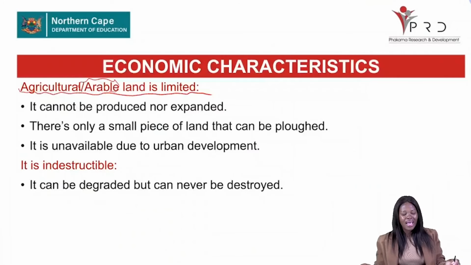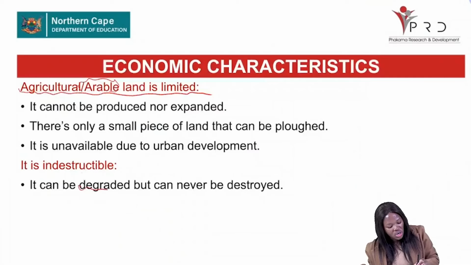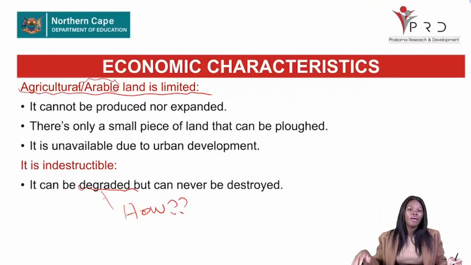Now, land is indestructible. It simply means that land can be degraded, but it can never be destroyed. How do we degrade our land? By practicing monocropping, by overgrazing, by overusing inorganic fertilizers, by burning the soil. Those are practices or malpractices that degrade the soil. But can soil be destroyed? No, it can never be destroyed. Why? Because it has the ability to renew itself, right? How does the soil renew itself? You remember when we mentioned the weathering of rocks and the soil formation? That is the land renewing itself.